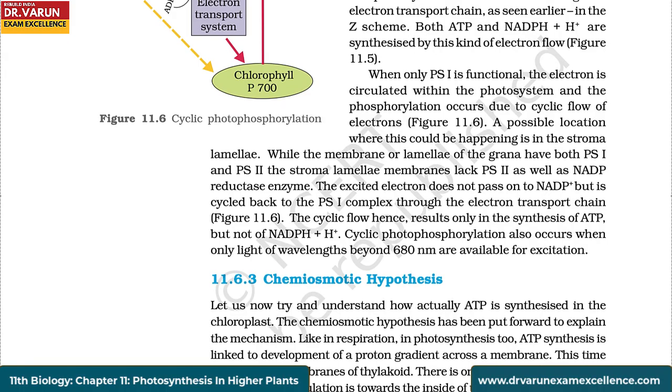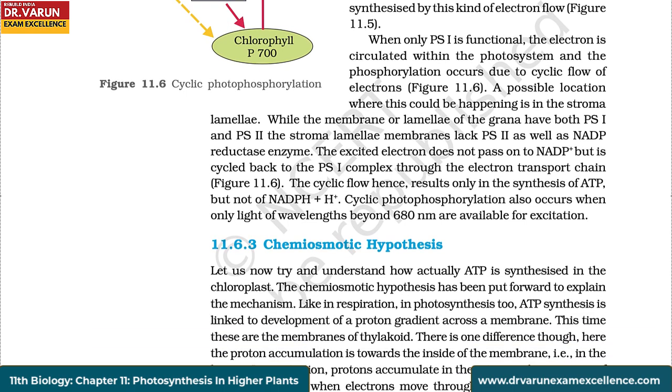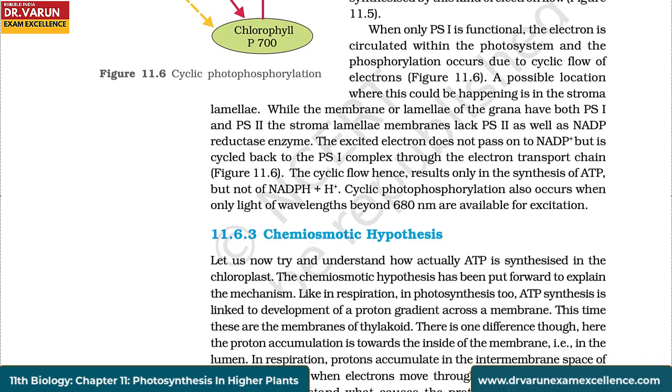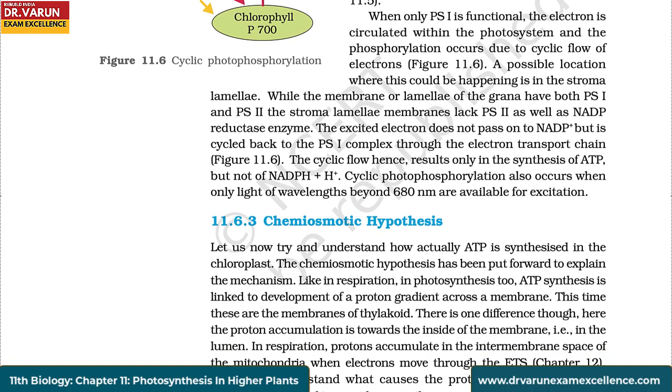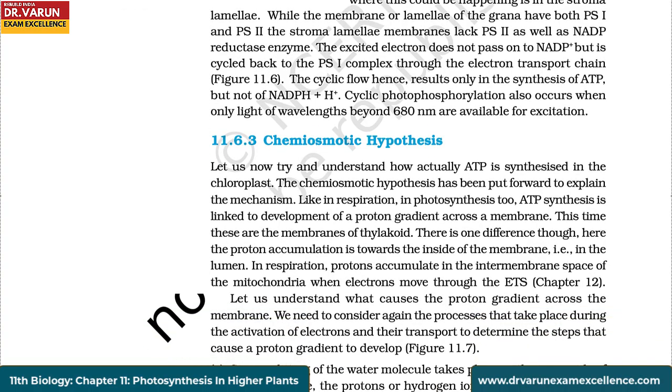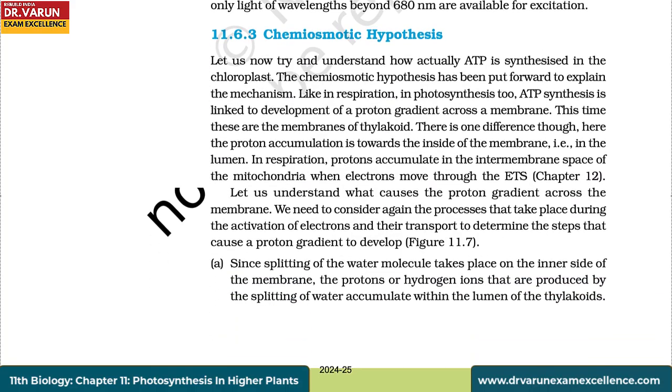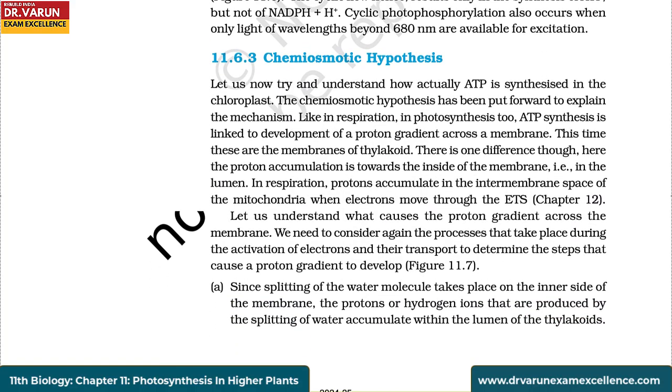The excited electron does not pass on to NADP+ but is cycled back to the PS1 complex through the electron transport chain. The cyclic flow hence results only in the synthesis of ATP but not of NADPH. Cyclic photophosphorylation also occurs when only light of wavelengths beyond 680 nanometers is available for excitation.